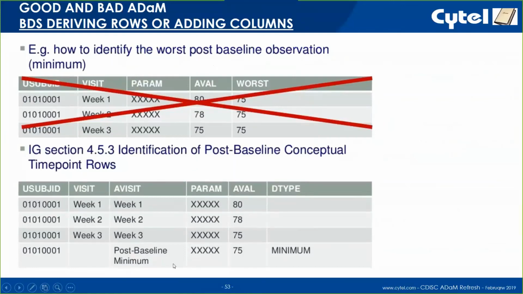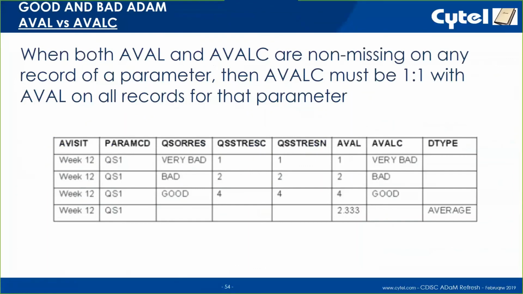So if you have to create a post baseline, the minimum observation across many observations, the recommendation is again to derive a new record. This is one example just to say you have two analysis variables, eval and eval-c. So eval is for numeric results, eval-c is for character results. And very often it's mandatory to have either eval or eval-c, but you're not obliged to have both. So if your result is of a numeric nature, use eval. If your result is of a character nature, use eval-c. But do not use both. Okay? This is one of the exceptions.